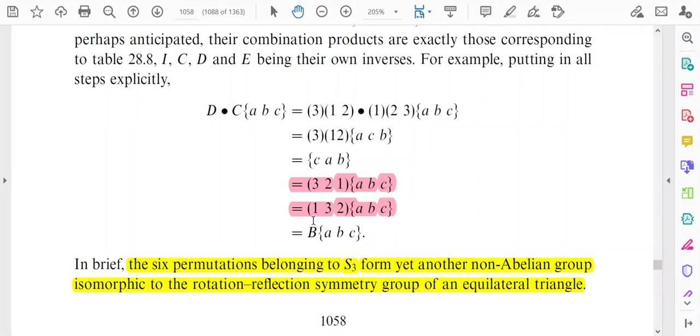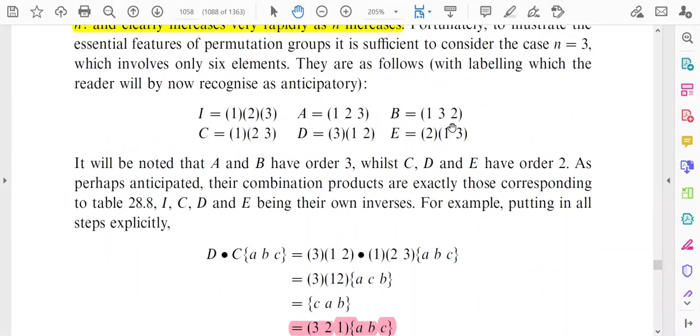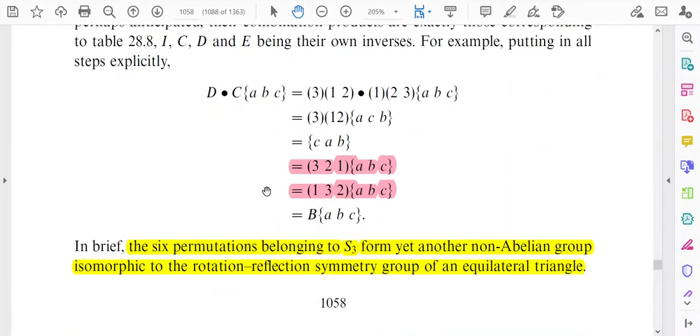Similarly, you can also calculate what will be the value of 1, 3, 2 of ABC. That means the third object will come to the first place, that means C will come to the first place, and the second object will come to the third place. So that means A will be, B will be here. In this way you can calculate by using the rule of cycle notation the value of 3, 2, 1 or 1, 3, 2. But the point is that 3, 2, 1 and 1, 3, 2 are equivalent. So we have already shown here that this is B, 1, 3, 2. So it means that D dot C is equal to B of ABC. That means the product of D and C is B.